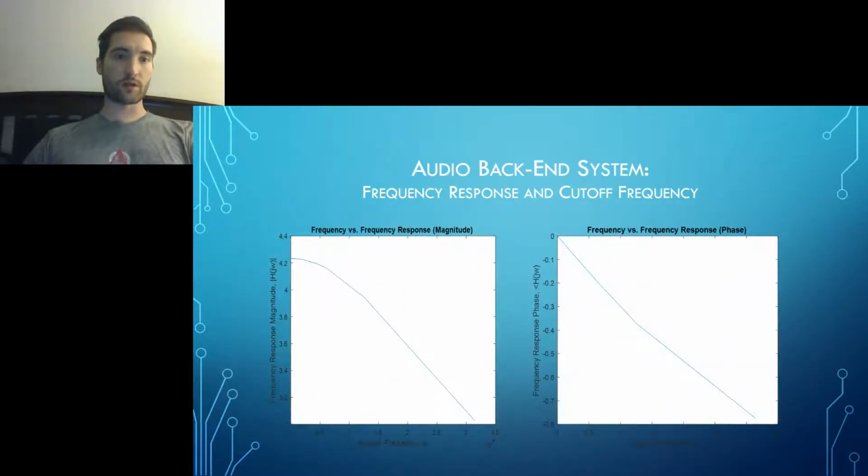These plots show the frequency versus frequency response for both magnitude and phase. Again, as the input frequency increases, the frequency response, so the gain, decreases. That's for magnitude. Similarly, for phase, as you increase the input frequency, your output phase becomes more and more negative, so it's becoming less and less in phase, more and more out of phase with the original input signal, which you want them to be the same phase.